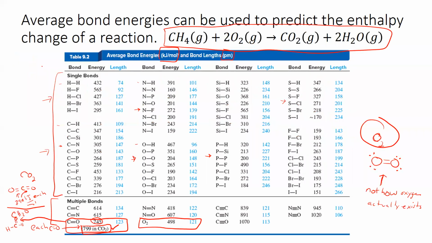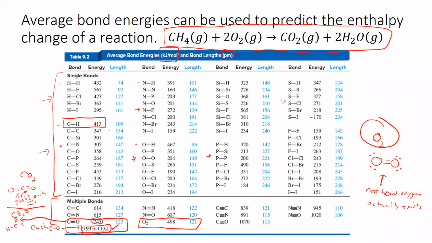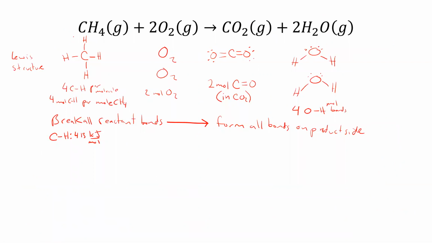So we're going to come up to our table and find the CH bond in the table, and look at the energy there. It says that it's 413 kilojoules per mole. Okay, so the CH is 413 kilojoules per mole. For oxygen, we're going to come back up here. So our oxygen is down on the bottom. We looked at that before. It's 498 kilojoules. Okay, so our oxygen is 498 kilojoules per mole.